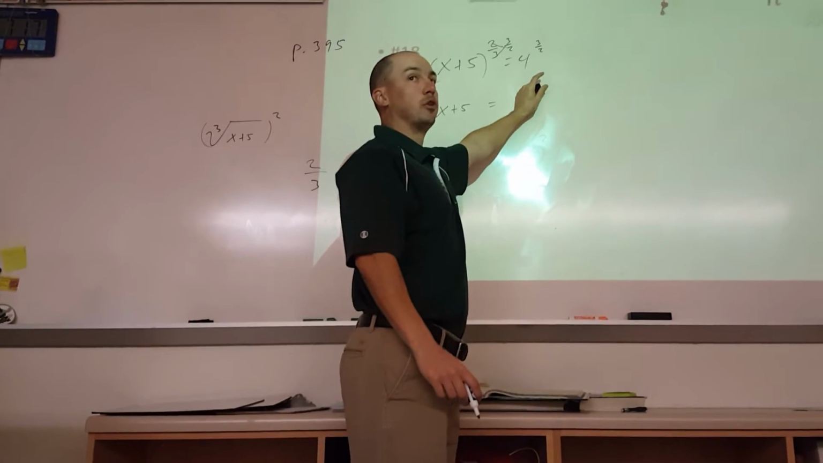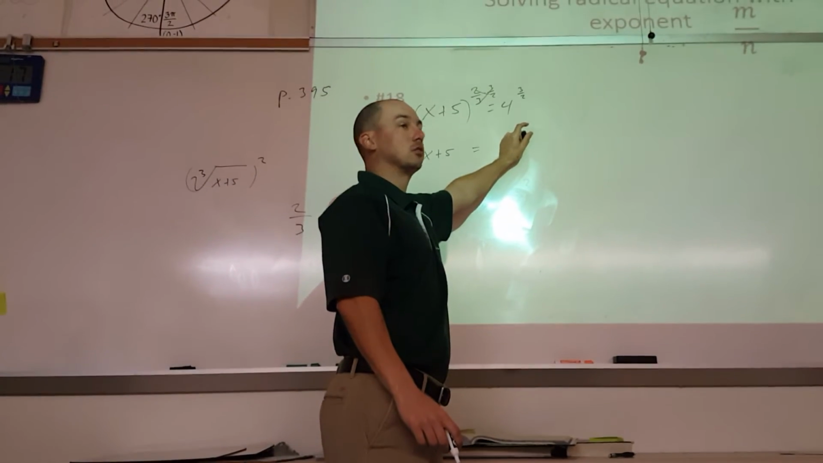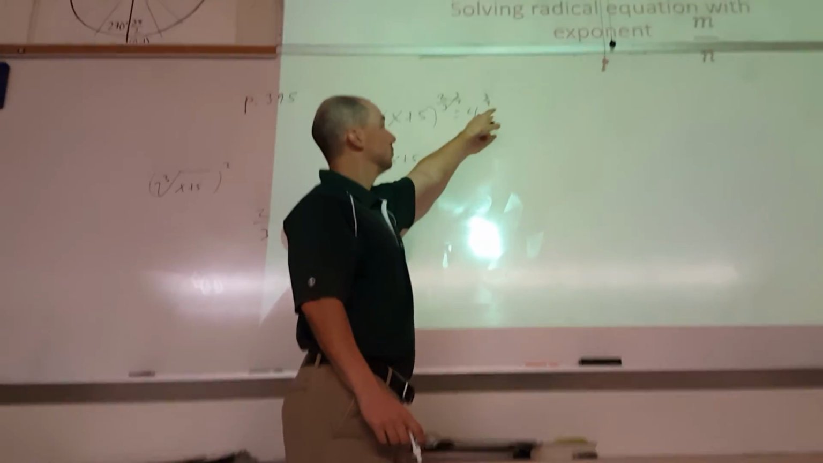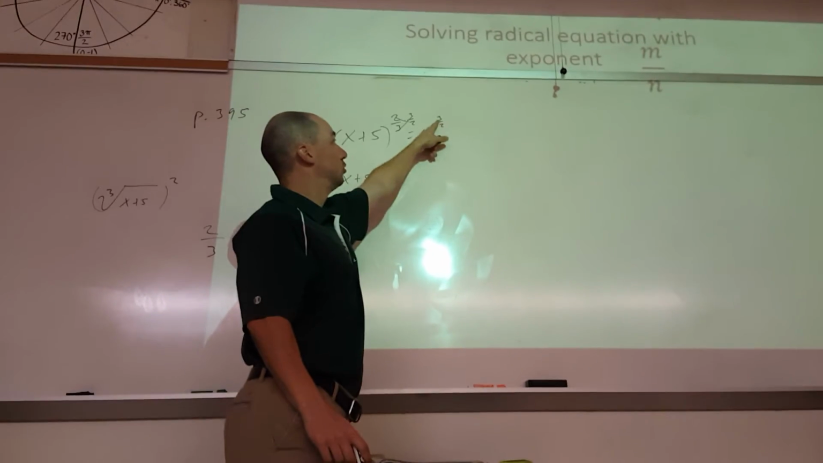Third power and then take the square root. But from yesterday, we're going to take the root first. The second, or square root of 4, is 2. 2 cubed is 8. One more time. Square root of 4 is 2. 2 to the third is 8.